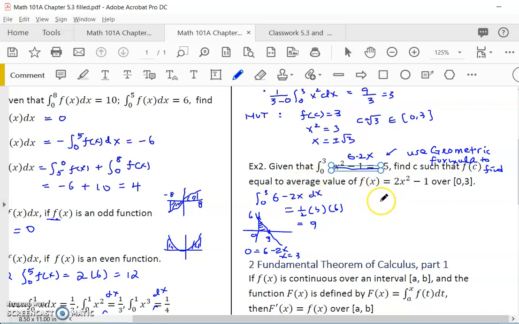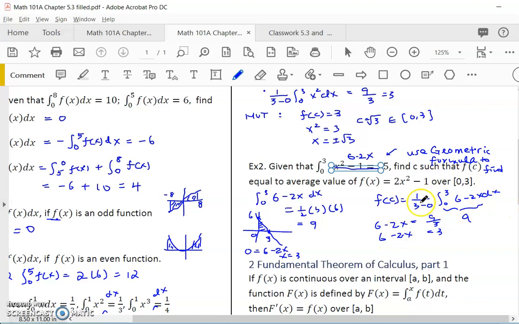Now we want to find f of c so that it is equal to the average of this. So I'll set up the equation. f of c should equal 1 over b minus a, 1 over 3 minus 0, times the integral from 0 to 3 of 6 minus 2x dx. This we used the formula to calculate earlier. We used the area, that's 9. So f of c, 6 minus 2x, would equal 9 over 3. That means 6 minus 2x is equal to 3.